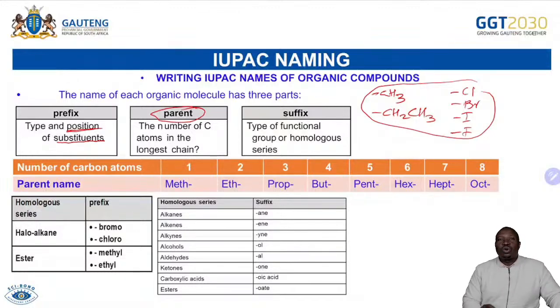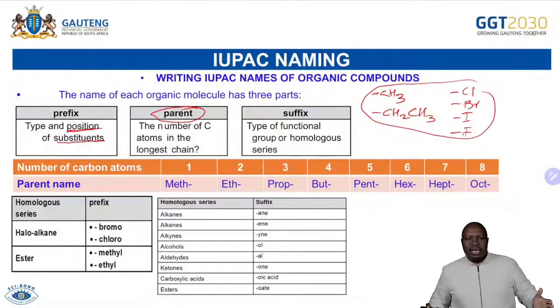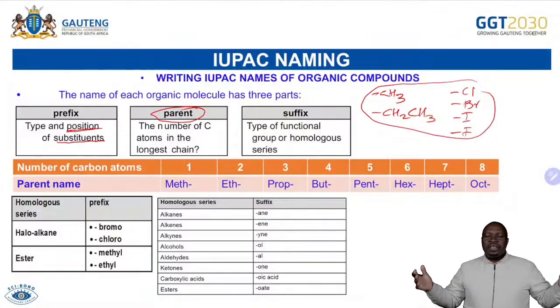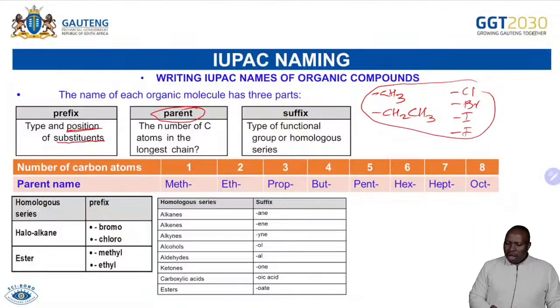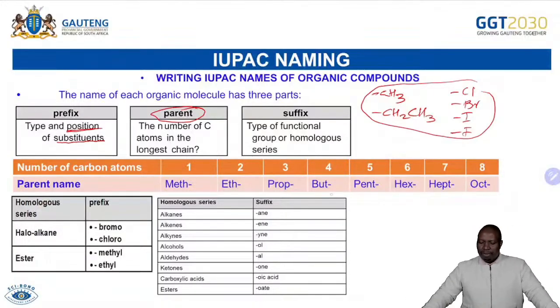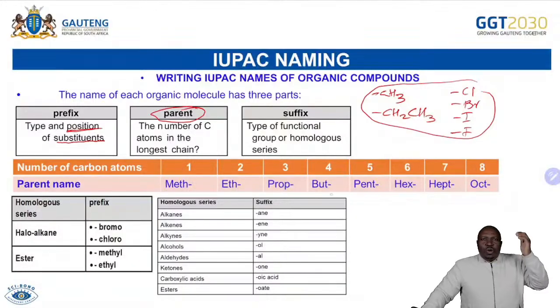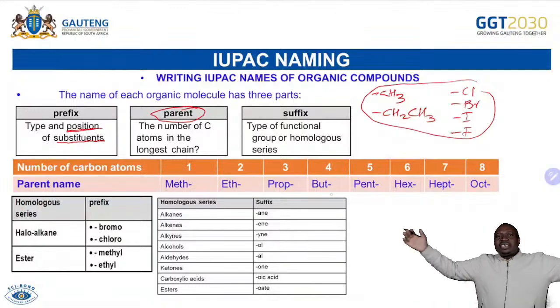The parent chain, which is the root of the structure, we're saying the longest carbon chain. How many carbons do we have on the longest carbon chain? And we are always guided by this to say 1 carbon is meth, 2 carbons is eth, 3 carbons prop, 4 carbons but, 5 carbons pent, 6 carbons hex, 7 carbons hept, and 8 carbons is oct. So it is very important that you always check the longest carbon chain.